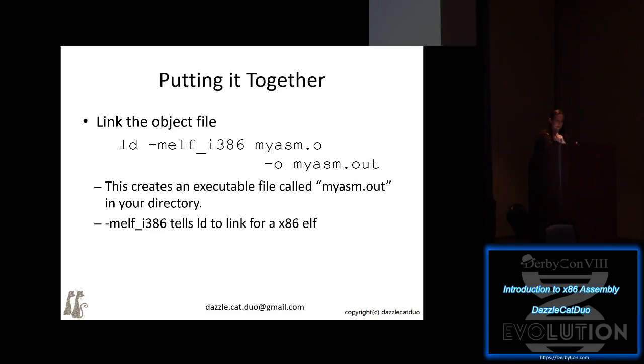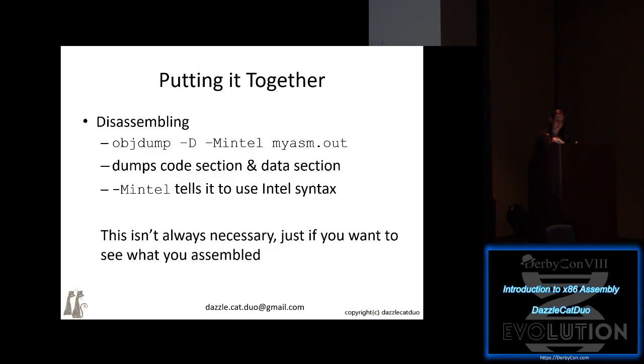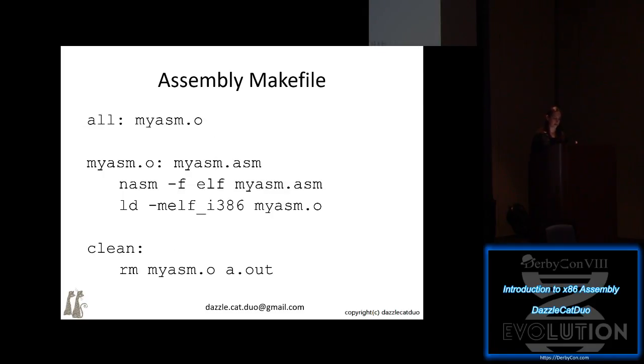The linker, you are telling it to link this with x86. That's what the -m elf_i386 is doing. If you want to disassemble it, so you want to see what you actually built, objdump is built into all Linux distributions. So you will do the -d to tell it to dump the code and data section, and -M intel tells it to dump it in Intel syntax, because none of these tools agree with each other. So objdump defaults to AT&T syntax, NASM defaults to Intel syntax. So you need the -M intel.